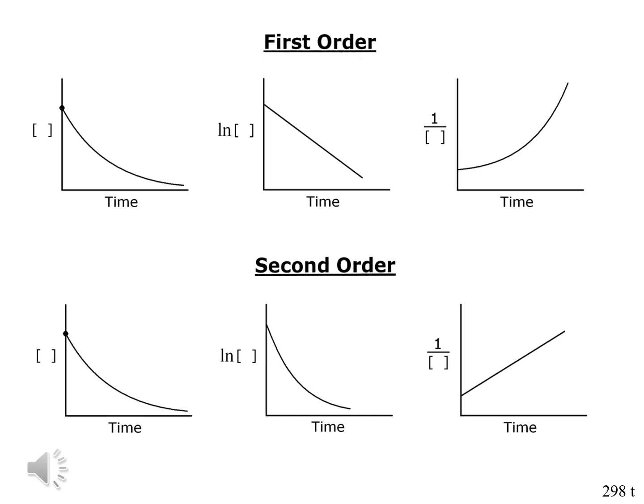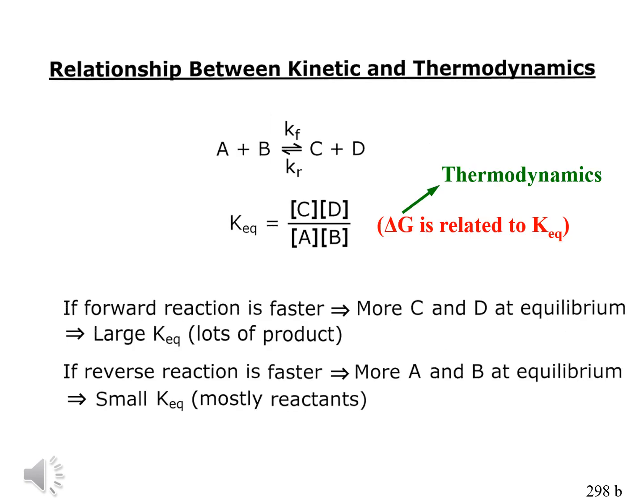Now, the next topic that we're going to cover is called thermodynamics. And I want to show you how you can use kinetics to get to the topic of thermodynamics mathematically. So I'm showing you a reaction with two products and two reactants. There is a forward and a reverse reaction because these are equilibrium. The forward reaction has a rate constant Kf, and the reverse reaction has a rate constant Kr.